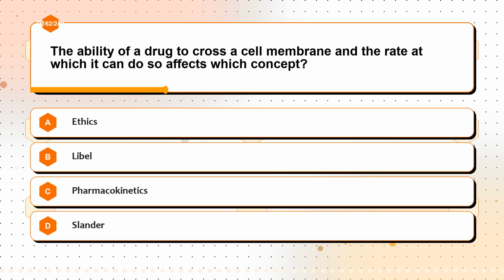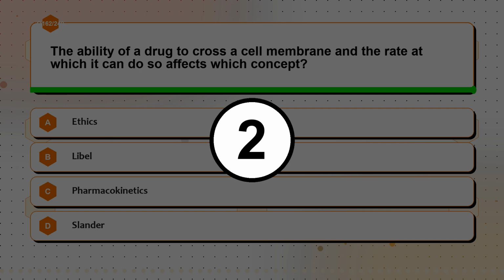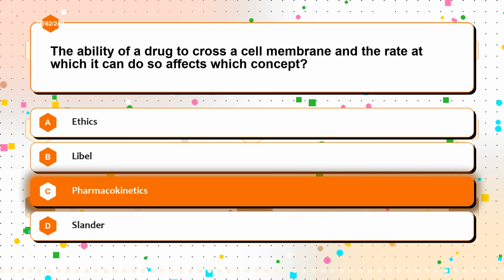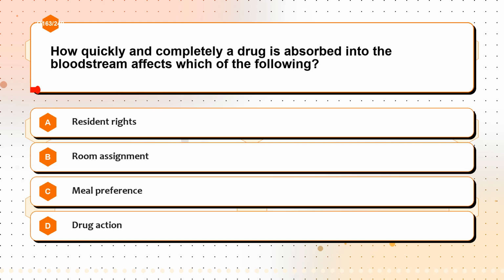Question 162. The ability of a drug to cross a cell membrane and the rate at which it can do so affects which concept? Here are the options. Option A. Ethics. Option B. Libel. Option C, pharmacokinetics. Option D, slander. The correct answer is option C, pharmacokinetics.